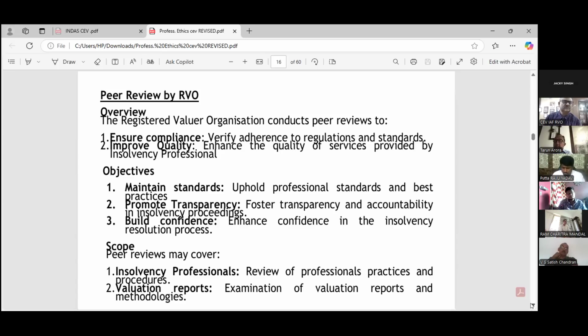Nowadays a lot of competition is arising. Depending on your report, you will get the assignment. Suppose you go to the bank, there are a lot of valuers available. There is no discount, so all the valuers are empanelled. But how will you get assignments on a regular basis? That depends on your report also, and on the service you are providing to the bank.